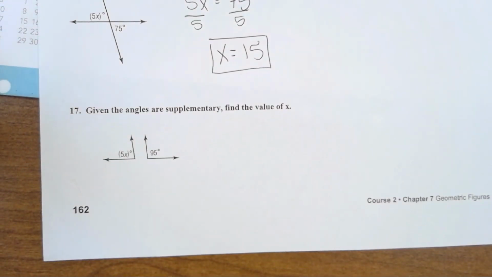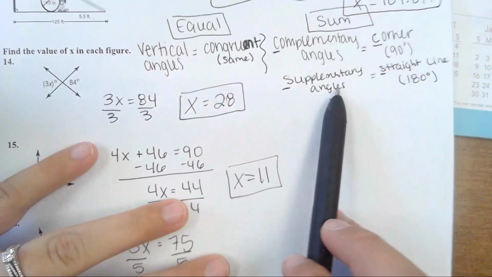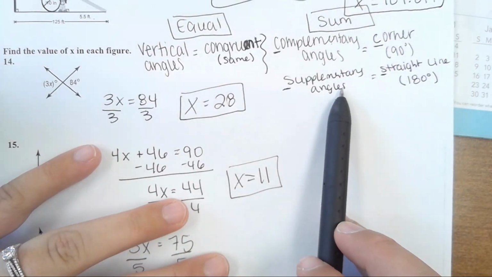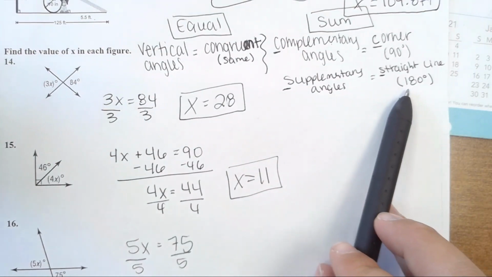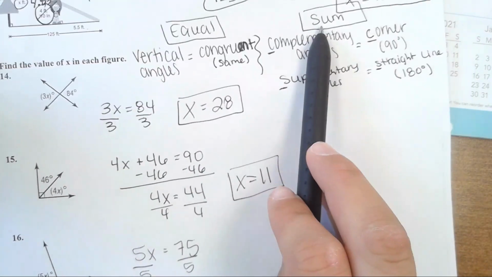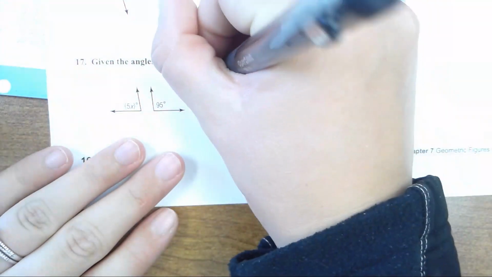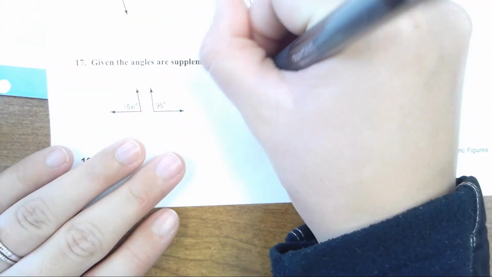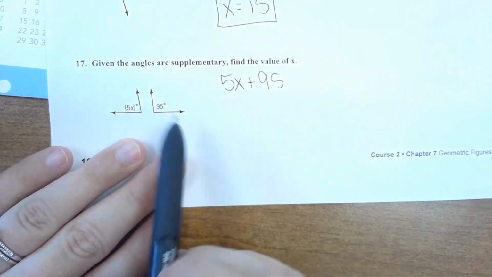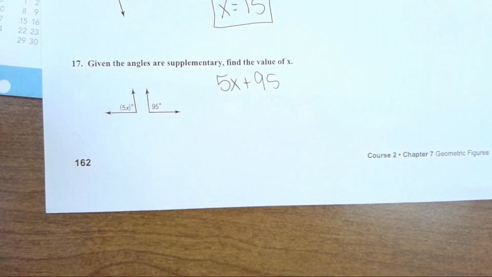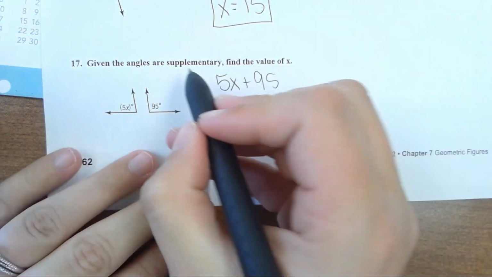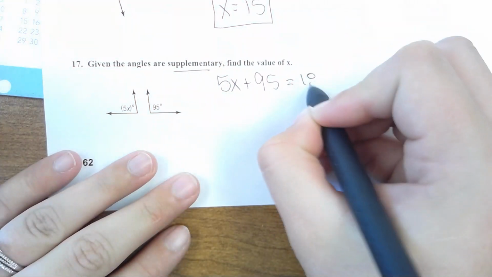All right, and then the last one. Given the angles are supplementary, find the value of x. Again, supplementary is straight line, so it is going to equal 180, and we are taking the sum of the angles. Sum means adding, so I'm going to add the two angle measures here. I'm going to add 5x plus 95, and again they are supplementary, which means that it's going to equal the 180.